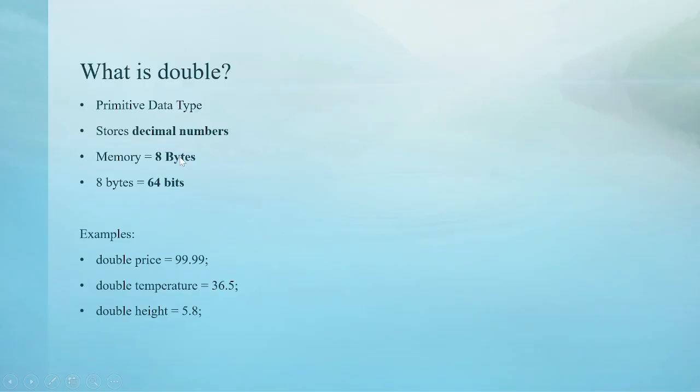A double occupies 8 bytes, which is equal to 64 bits, compared to float, which uses 4 bytes. Double uses twice as much memory and provides higher precision. These are the examples of a double.